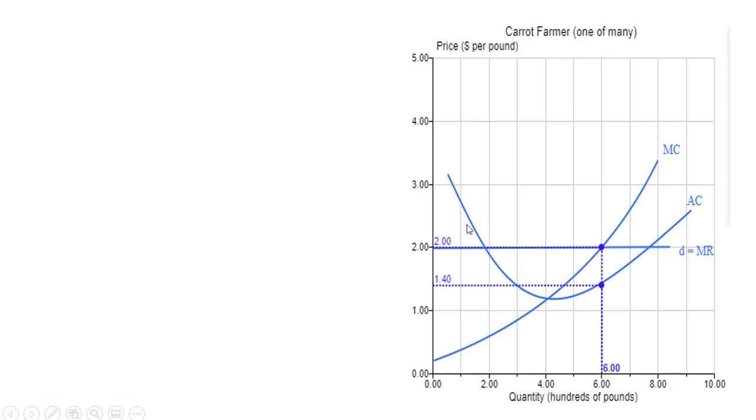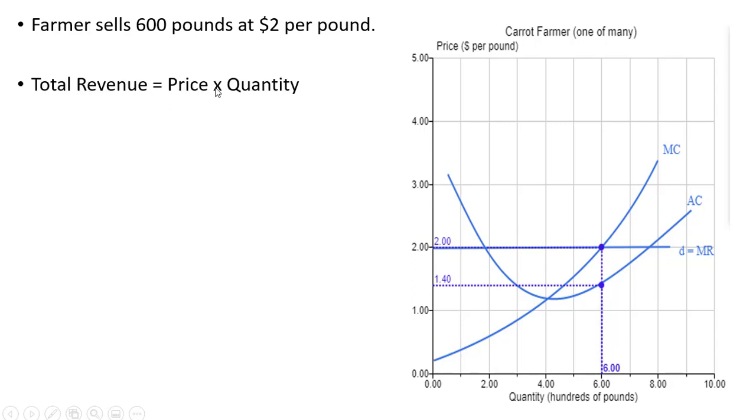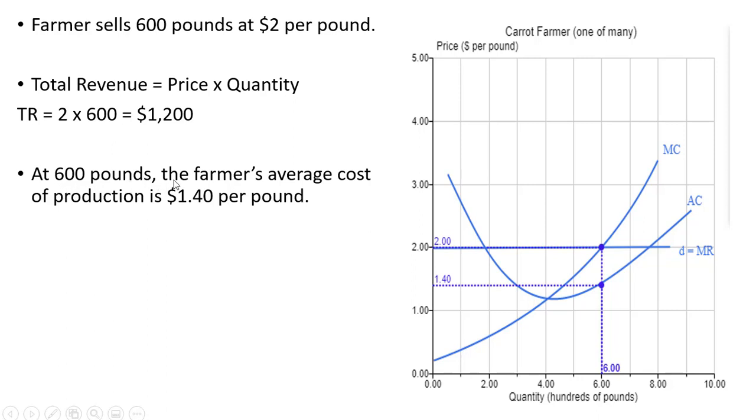So let's add one more cost curve in this diagram. This is going to be the average cost, the cost per pound of carrots. And what we're going to look at here is actually calculating the farmer's profit. So as we established, the farmer's going to sell 600 pounds. That's just where MR equals MC, or price equals marginal cost. So that's 600 pounds of carrots. And the farmer will sell those carrots at $2 per pound. Total revenue is price times quantity. So that's just going to be 2 times 600, or $1,200. At 600 pounds, the farmer's average cost of production is $1.40 per pound.